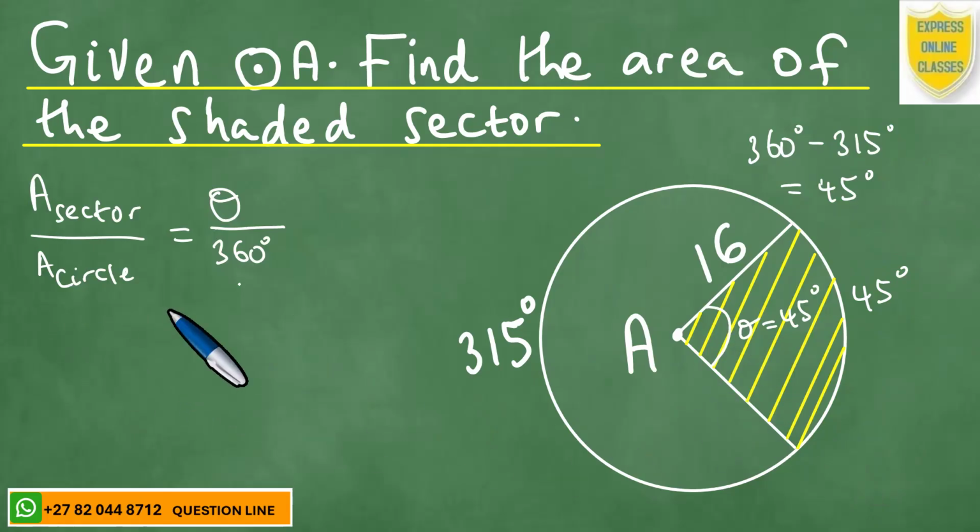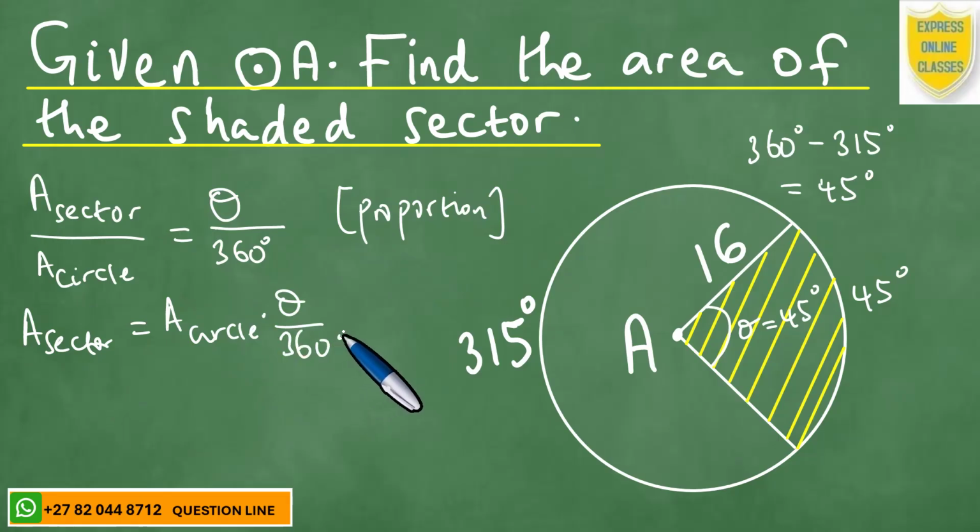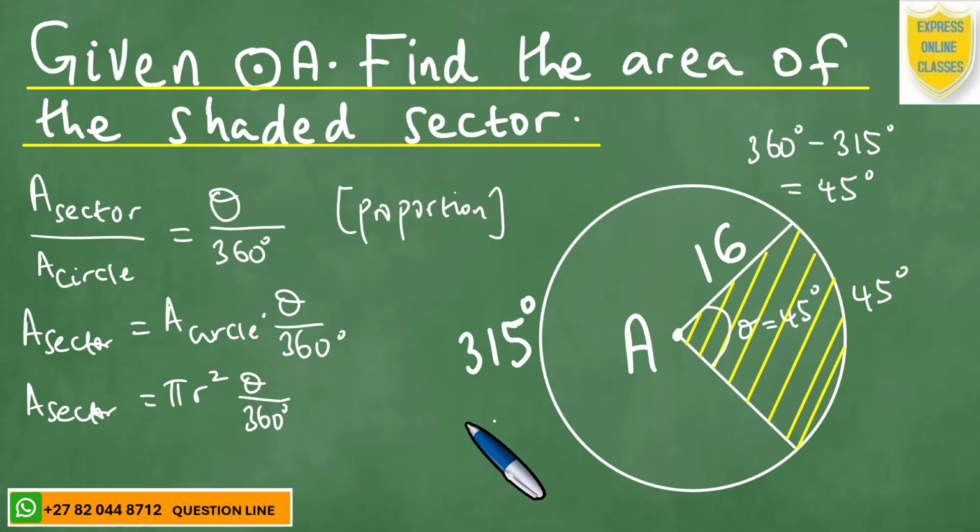At this point, it is very clear that we can perform cross multiplication here. This here is what we call a proportion. So the area of the sector would be the area of the circle times theta divided by 360 degrees. We cross multiplied, and we're getting that the area of the sector equals the area of the full circle, which is pi radius squared, times the central angle theta divided by 360 degrees.